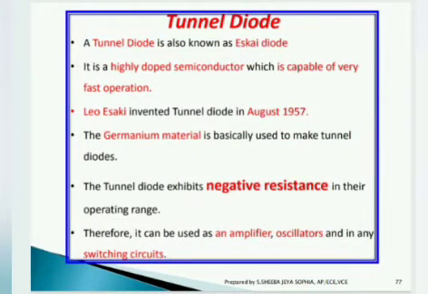Moving to another type of diode, the tunnel diode. A tunnel diode is also known as the Esaki diode. It is a highly doped semiconductor which is capable of very fast operation. Germanium material is basically used to make tunnel diodes. Since Leo Esaki invented the tunnel diode, it is called the Esaki diode. The tunnel diode exhibits negative resistance in its operating range, and therefore it is used as an amplifier, oscillator and in switching circuits.